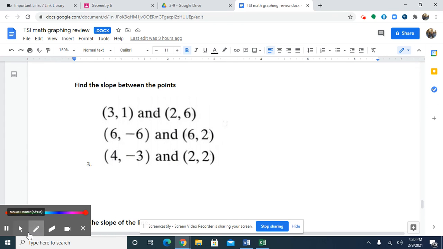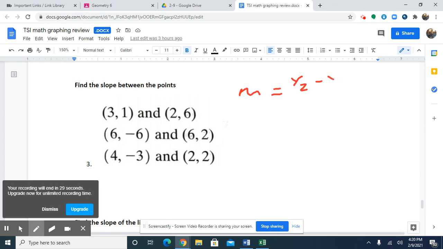Now when we're finding the slope between the 2 points, we're going to use the formula (y2 - y1) over (x2 - x1).